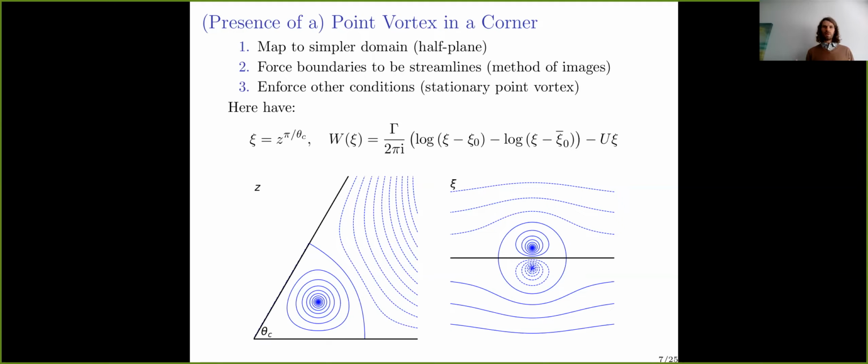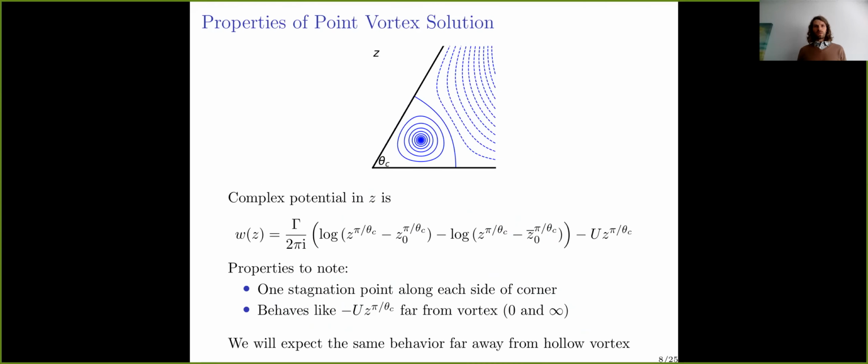So this is going to be particularly important because, as I mentioned, we are going to try and get the same behavior for our hollow vortex far away from the hollow vortex that we have here for the point vortex. So I'll talk about a few properties of the point vortex solution. There's streamlines there, same complex potential as the previous slide. And what we want to note is that we have one stagnation point along each side of the corner. So you can see that from the streamlines. So you have here, you see it's hitting the side, and we have a stagnation point there. And then the other thing to note is that as we go far away, let's say up here towards infinity or down here towards 0, even with the hollow vortex, we think it's probably going to look pretty similar to the point vortex. So that's the condition that we're going to enforce.